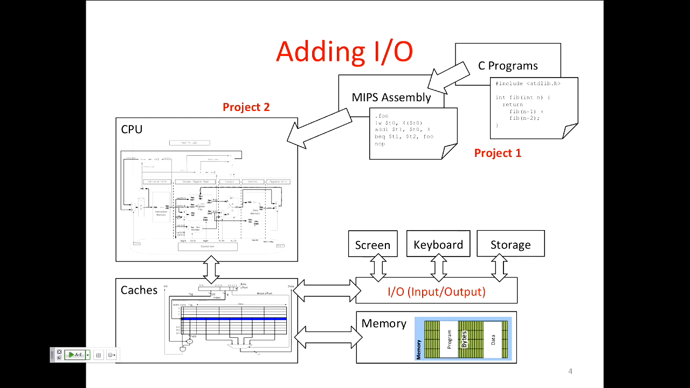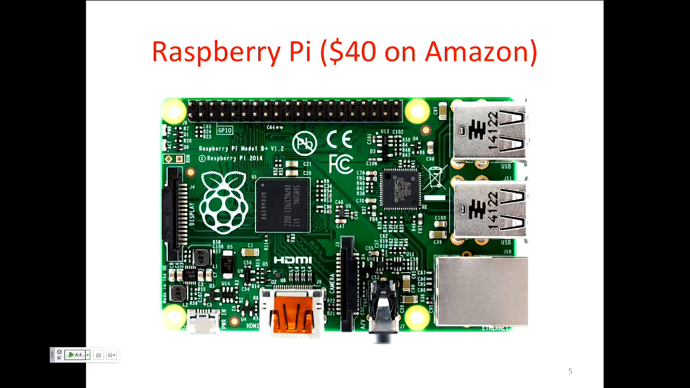And if you don't believe me, you can go to Amazon, and you can buy one of these. This is called a Raspberry Pi. It's a computer in a credit card format. It costs $40, and it has all these components we've seen in this course. So you have a CPU, and in fact, this is the CPU, the caches, and even the memory all on a single chip. The memory is actually stacked on top of the CPU.